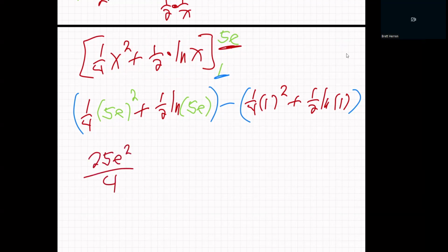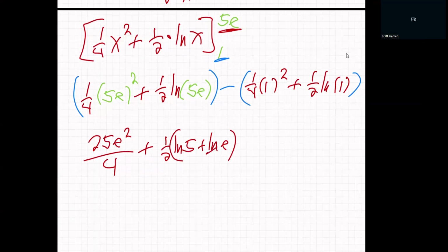This is going to be 25e squared over 4 plus, now what do we do with the natural log of 5e? Well, you can just leave it that way or you can clean it up. All right, I'll show it. You don't have to. So it's a half times natural log of 5 plus natural log of e. Do you remember log properties? That two things multiplied inside one log is two separate logs added. Remember that? And then what's the log of e? 1. Do you remember that?